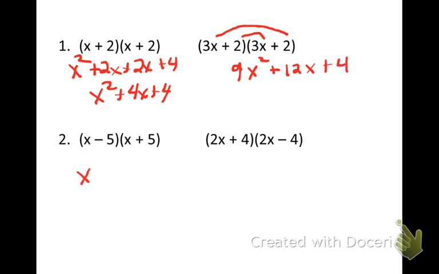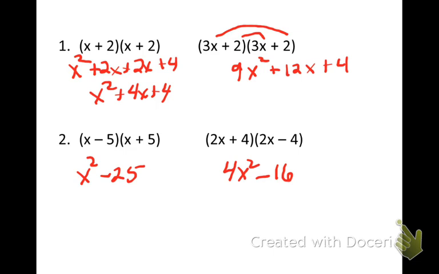Here, x squared, what happens to my middle terms? Positive 5x, negative 5x, they give me 0, and I'm left with minus 25. Same idea here, 4x squared, 2x times negative 4 would be negative 8x plus 8x, and I get minus 16. These are examples of what are called special products, and that's what the next slide shows, some of the rules.